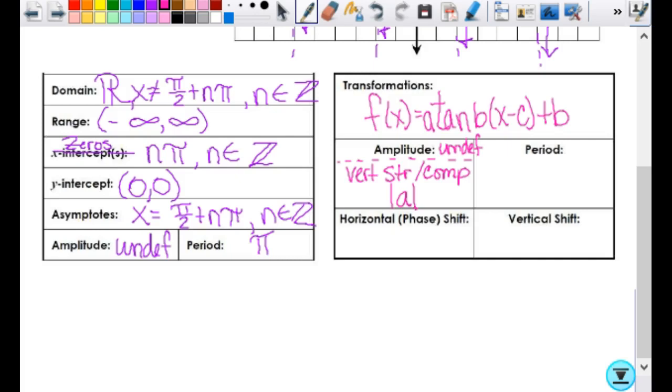The period, I have to divide by B, but I divide the parent function period, which is pi. So this time it's pi over the absolute value of B. And then these two are the same.